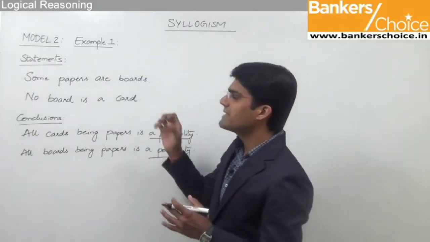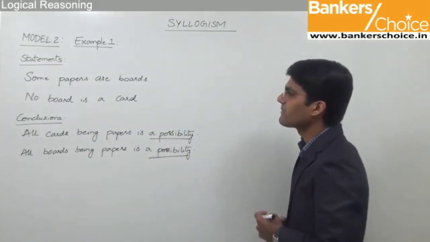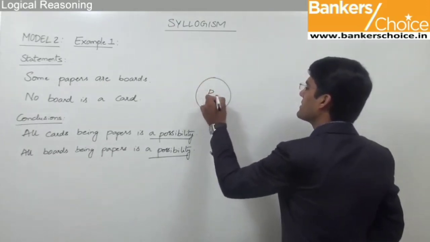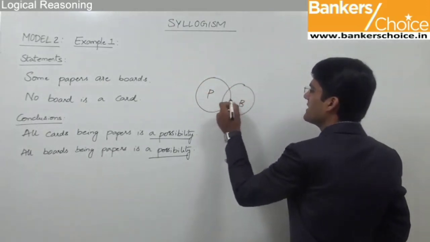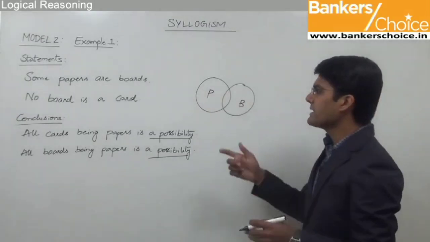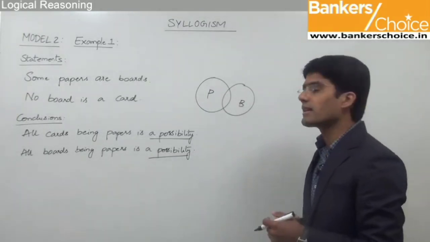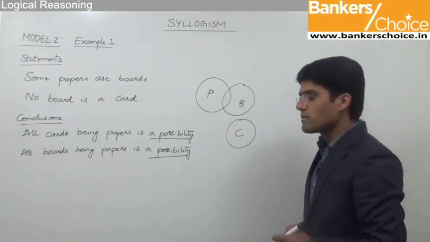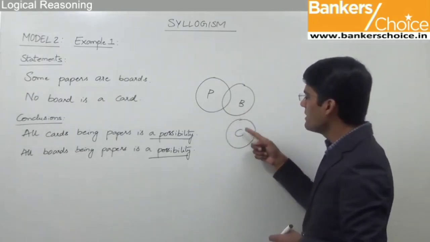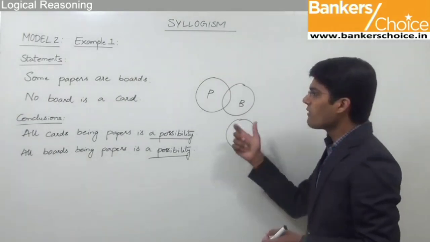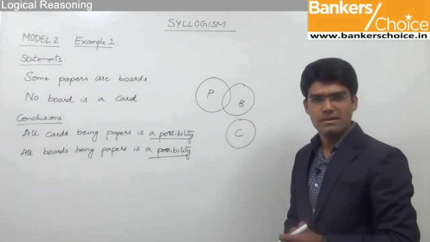Let us first draw the basic diagram for the given statements. Now, some papers are boards can be taken as follows: papers and boards. So as you can see here, there is an overlapping which shows some papers are boards. And the second statement is no board is a card. So no board is a card can be shown as given here. So we can see that there is no overlapping between boards and cards. But remember friends, there are various possible ways of drawing the Venn diagrams for these given statements.